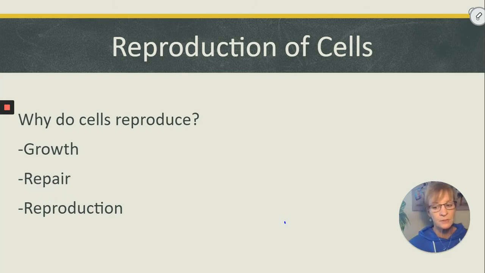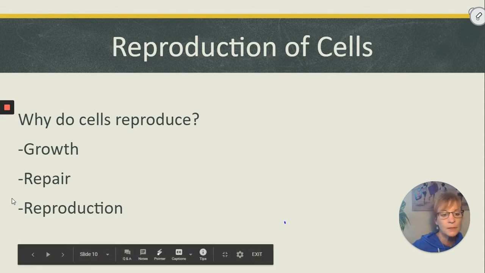Why do your cells reproduce? So your cells reproduce to grow. Like, obviously you guys are not the same size as you were when you were a baby. Like, you are growing like crazy right now. So your cells need to grow. You need to repair yourself. If you get cut, if you tear your muscle, if you do anything that your body needs to repair itself, it's got to reproduce new cells in order to do that. And then last but not least is reproduction. So got to be able to make more.